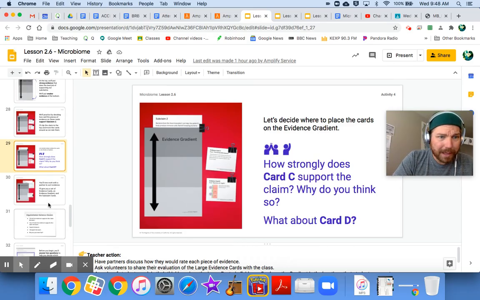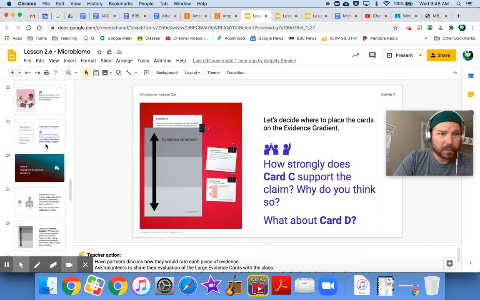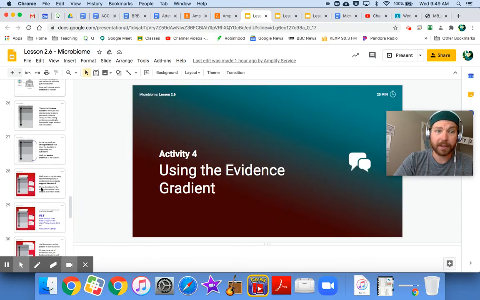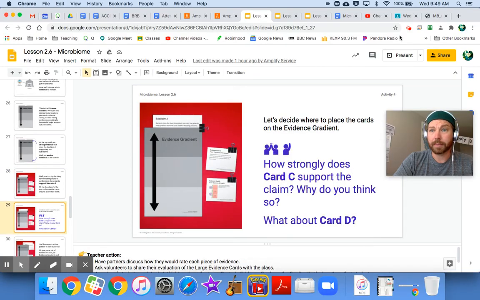So what is the claim that we're actually supporting? Subclaim 2, I can't read it. Which one was subclaim 2? Subclaim 2 was, I believe, this one. Bacteria from the fecal transplant can help the patient's body produce immune cells that kill invading bacteria. So we're focusing on those immune cells.